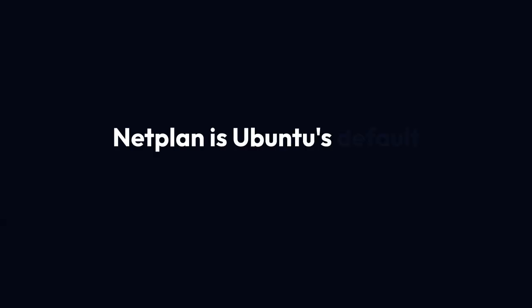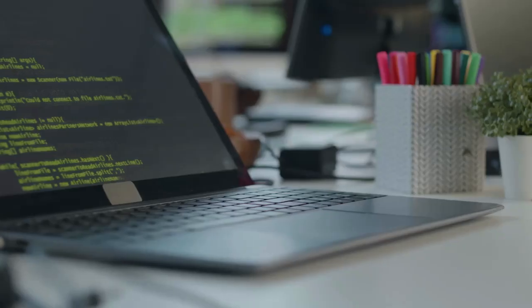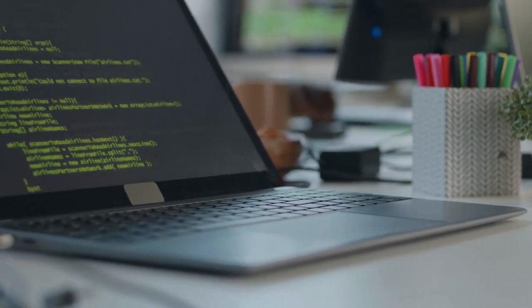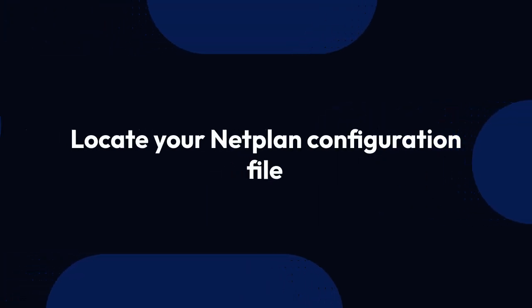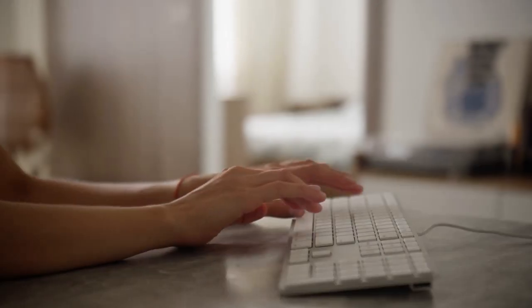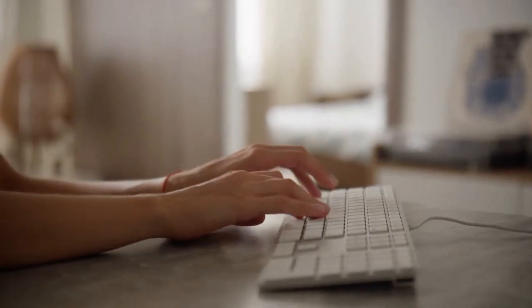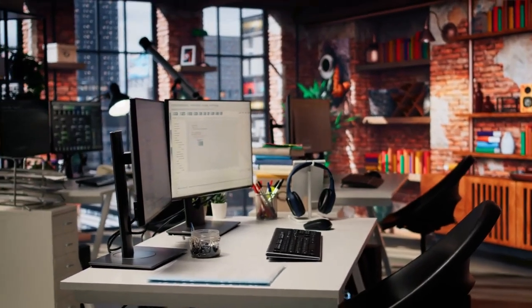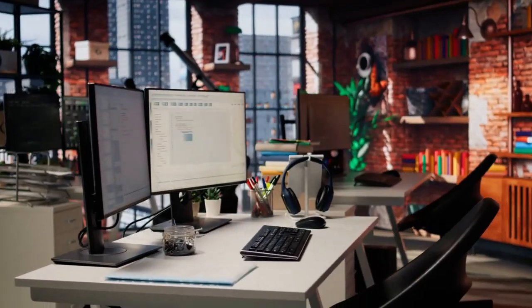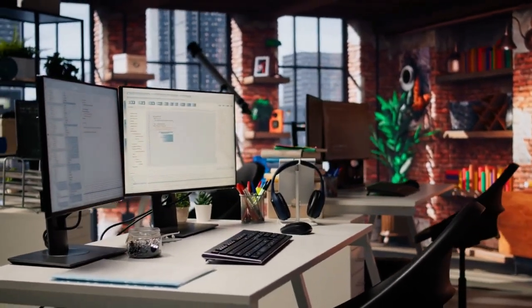Netplan is Ubuntu's default network configuration tool, known for using simple YAML files that are easy to read and manage. Let's get started with our setup right away. First, you need to locate your Netplan configuration file. These files are typically found in the /etc/netplan/ directory. You will likely see a file named 00-installer-config.yaml or something similar, depending on your installation.